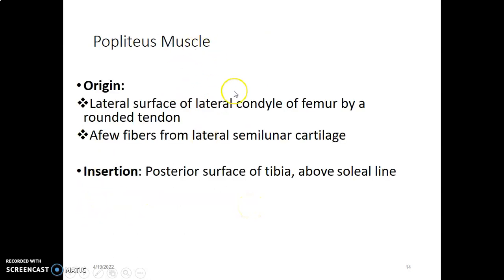So popliteus muscle is a very important muscle. It usually originates from the lateral surface of the lateral condyle of femur. So if this is your femur, on the lateral surface of the condyle of femur, that's where the rounded tendon of popliteus originates. It has a few fibers also from the semilunar cartilage, which is the lateral meniscus. Insertion point of the popliteus muscle is on the posterior surface of the tibia above the soleal line.